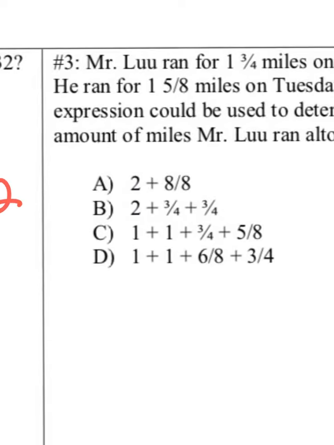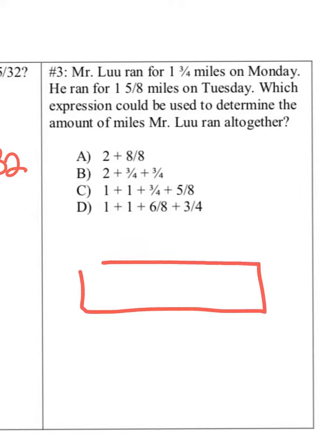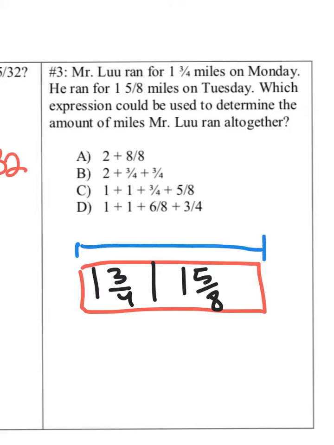For number 3, it says Mr. Liu ran for 1 3/4 miles on Monday. So let's draw a tape diagram or a bar diagram. So I ran for 1 3/4 miles on Monday. And then on Tuesday I ran 1 5/8 miles. Which expression could be used to determine the amount of miles Mr. Liu ran altogether? So I'm trying to find the total. So that's going to be the sum. That's X. For me to figure out X, I need to add these two.